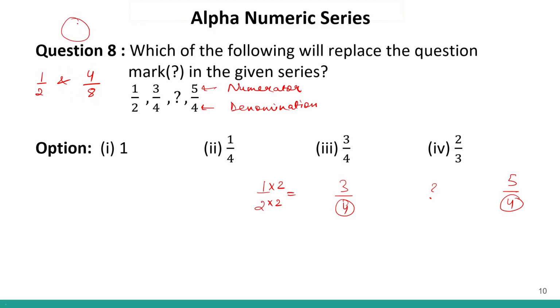For example, if you have a pie which is divided into 2 parts and you ate one part, this is 1 by 2. Similarly, you have the same pie, but now it is divided into 8 parts, and you ate 4 parts. Then also you ate the same amount of pie. So this is 4 by 8, but it also represents the same fraction.